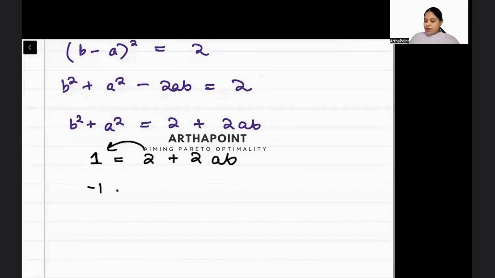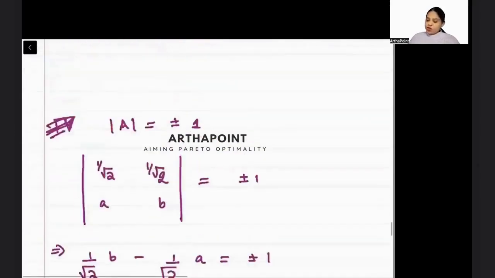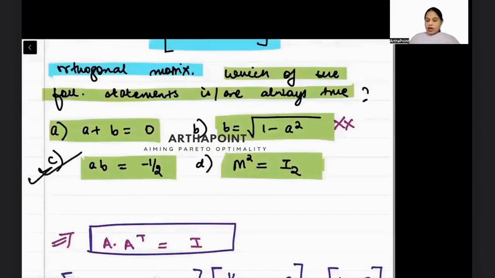This can go here. -1 is equal to 2ab. So ab will be minus half. A into b will be minus half, right? So which means that this option is correct. A into b will be minus half.